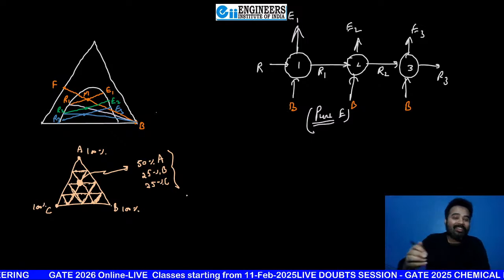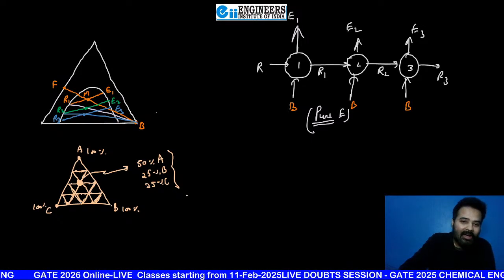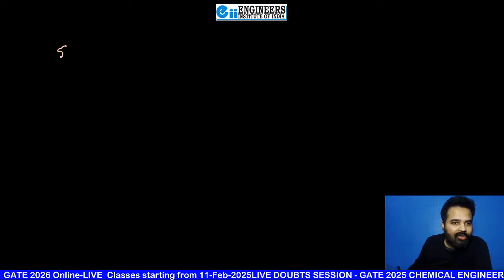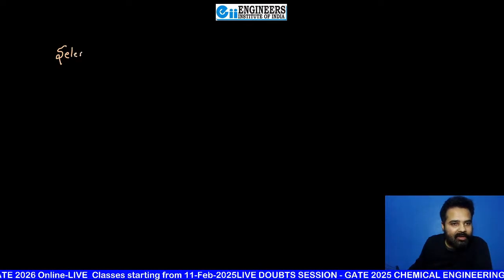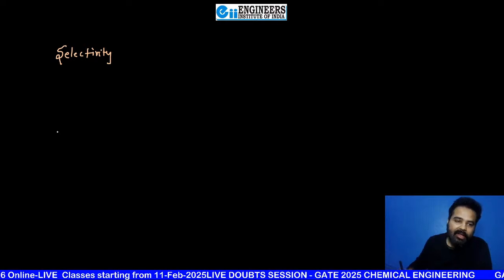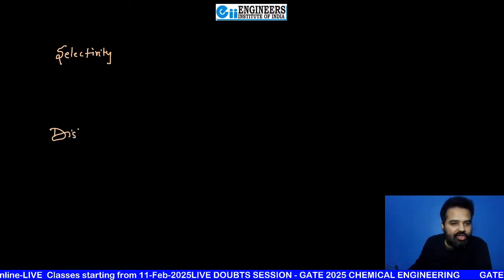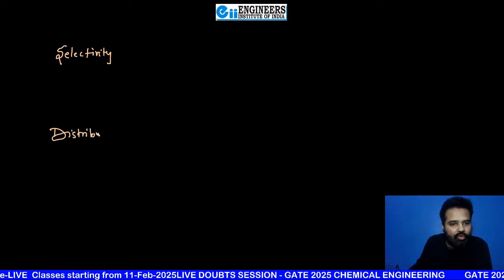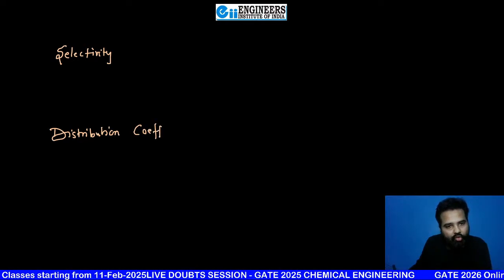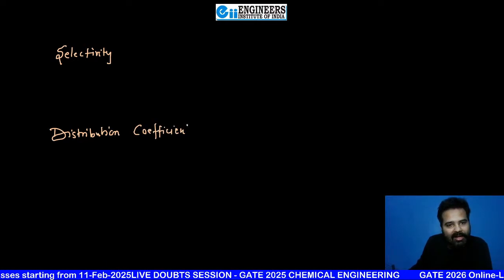Okay. Now, beta, see, two more points. One important thing is selectivity in this extraction. And one is the distribution coefficient. What is selectivity, my dear students?